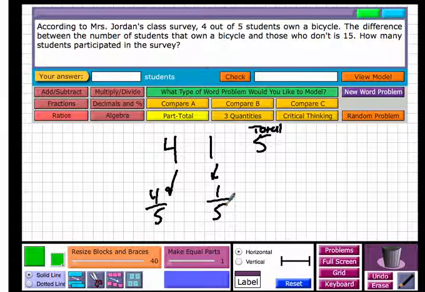You're not required to do part total for class. It's compare A, compare B, compare C, and you can move up to higher stuff if you're mastering those.